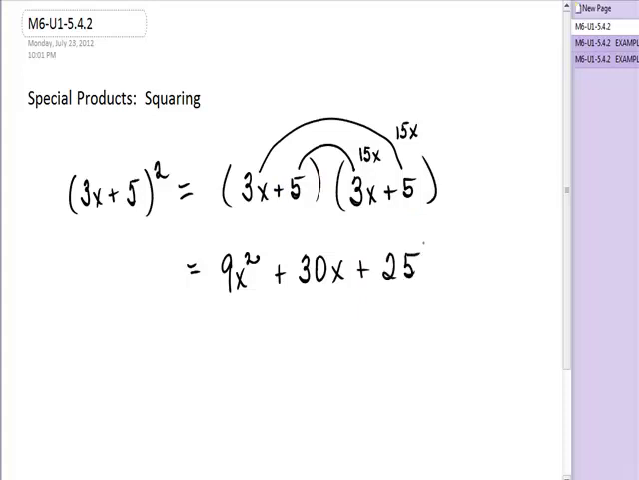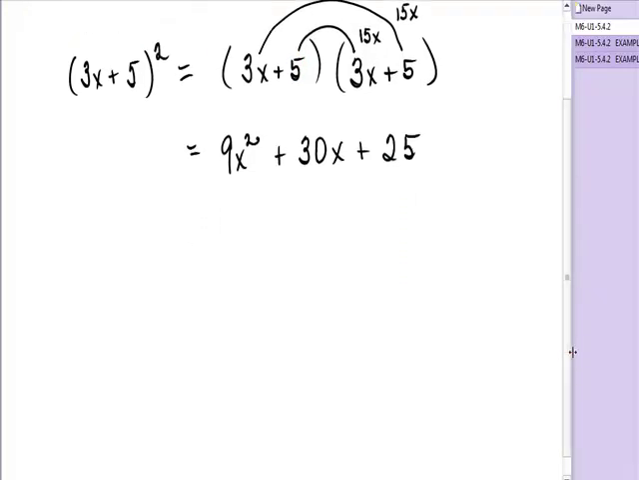Now here's what I'd like you to notice. And by the way, this always happens. The first term in your answer is simply the square of the first. It's 3x times 3x for 9x squared. The middle term, the outer and the inner are always going to be the same, so if you just did one of them and multiplied it by 2, you'd have the middle. The last is simply the square of the last.